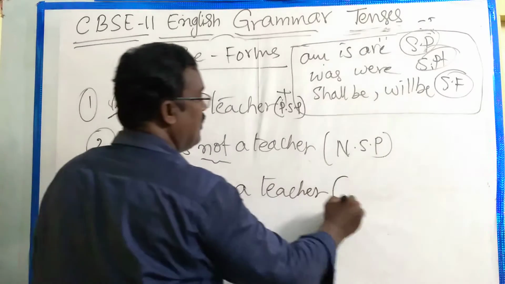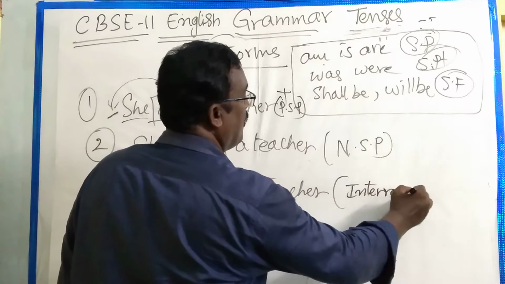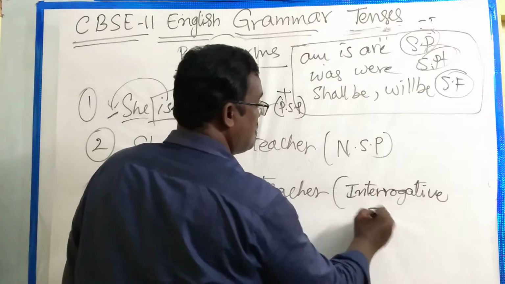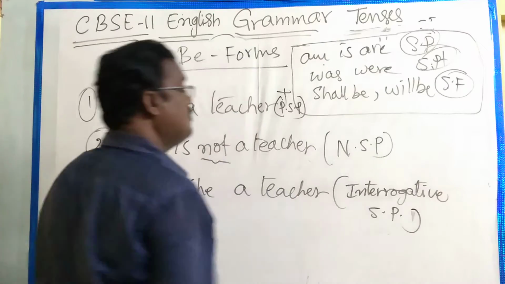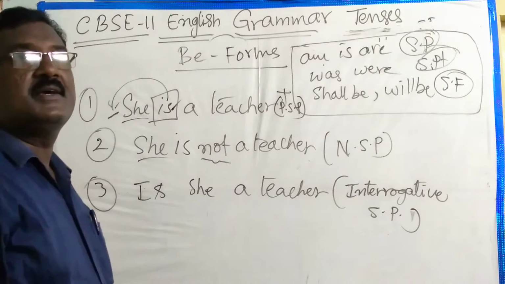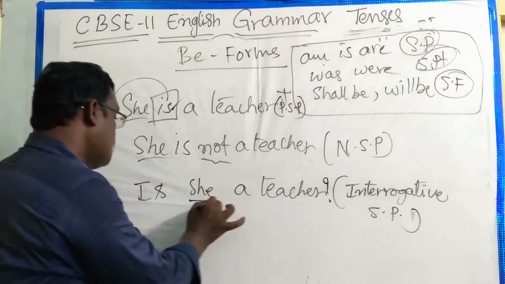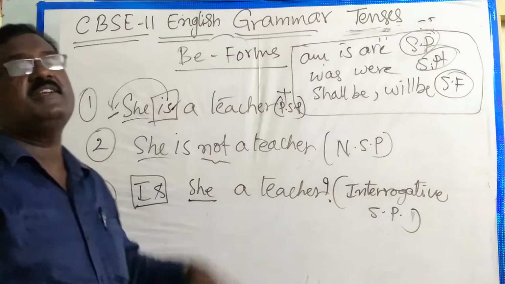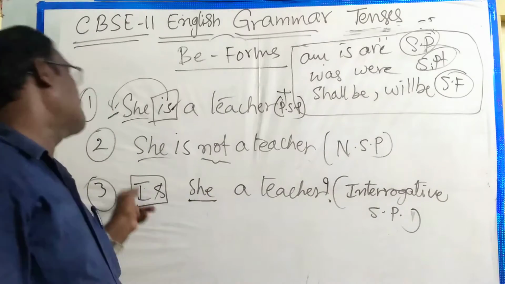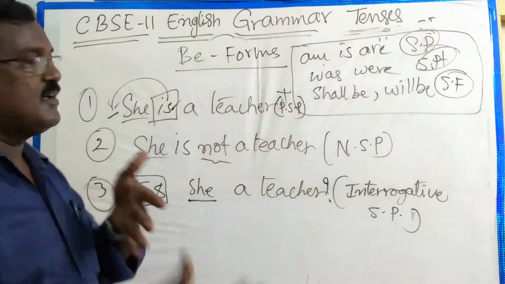Now this is interrogative simple present tense. Is she a teacher? We have read the question mark. The be form comes before the subject. Whenever we start the sentence with the be form before the subject, we put a question mark. Is she a teacher?